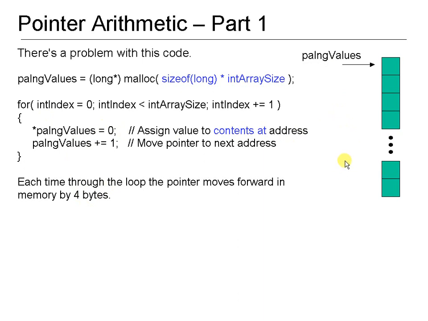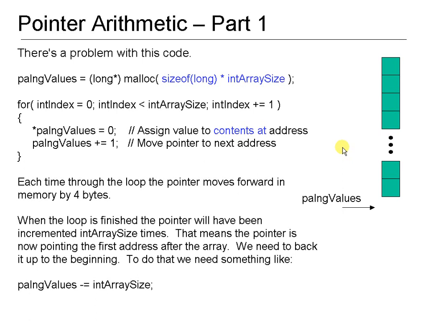So the first time through the loop, it's pointing to the beginning. The second time, it's pointing to the second element. And the third time, the third element. And the fourth time, the fourth element. And it keeps going on, dot, dot, dot, until it's second to the end. And then finally, when the loop is finished, the pointer will have been incremented int array size times. That means the pointer is now pointing to the first address after the array.